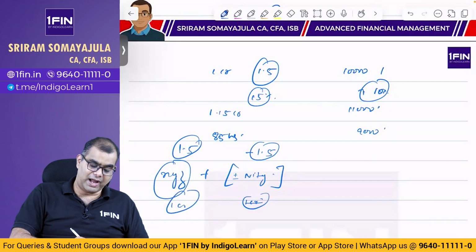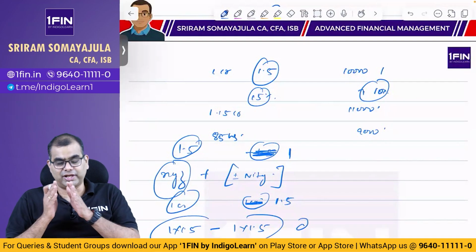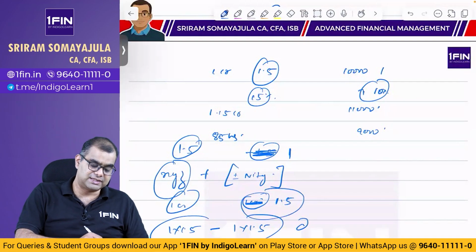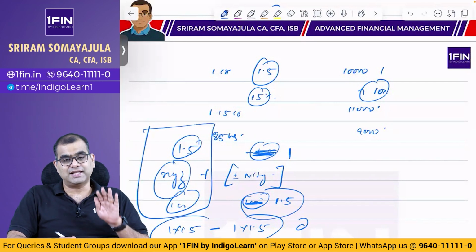Or, if the beta of Nifty is not 1.5, the beta of Nifty is 1. So what do you do? Against this 1 crore at 1.5, you will have to take 1.5 crore at beta 1. So that 1 into 1.5 minus 1 into 1.5 becomes 0. So the logic is, you have to take so much Nifty, because Nifty has a beta of 1. You have to take so much amount of Nifty such that you cancel out the beta of the portfolio.